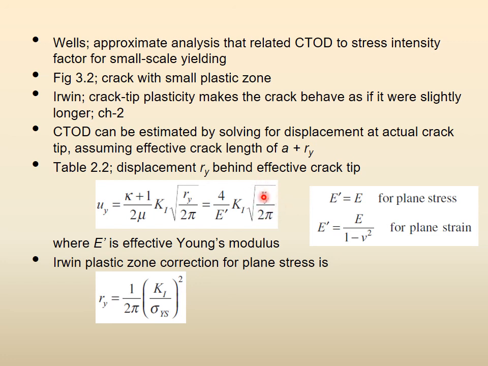Ry is the radius of the plastic zone, K1 is the stress intensity. E dash, if you remember, is equal to E for plane stress, and E dash is equal to E upon 1 minus nu squared for plane strain, right? And this kappa is some factor. So where E dash is the effective Young's modulus. The Irwin plastic zone correction for plane stress, remember, was 1 upon 2 pi (K1 by sigma y) whole squared. So this is the new definition, this is the old one, and we will continue because this Ry can now be put inside here, and you will get an equation for this crack tip opening displacement.